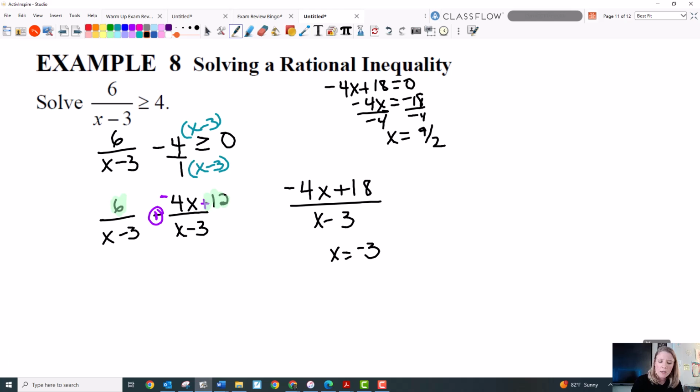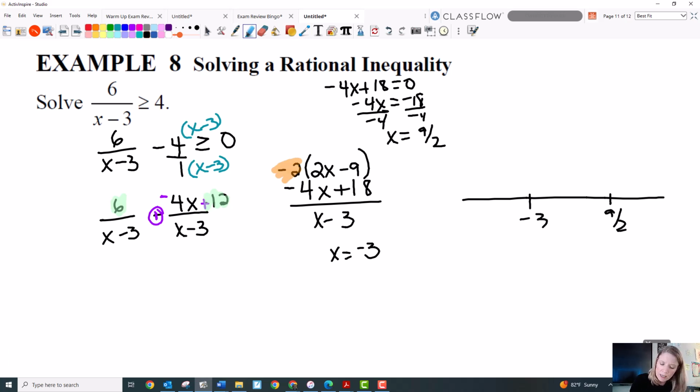And I'm going to go ahead and factor out a negative 2 out of the top, and then I have 2x minus 9. So when I do my number line, I've got a negative 3 and I've got a 9 halves. I'm actually going to split this thing up. I'm going to do the negative 2 separately, the 2x minus 9 and the x minus 3, and I'm going to put them down the side. I have a negative 2, a 2x minus 9, and an x minus 3.